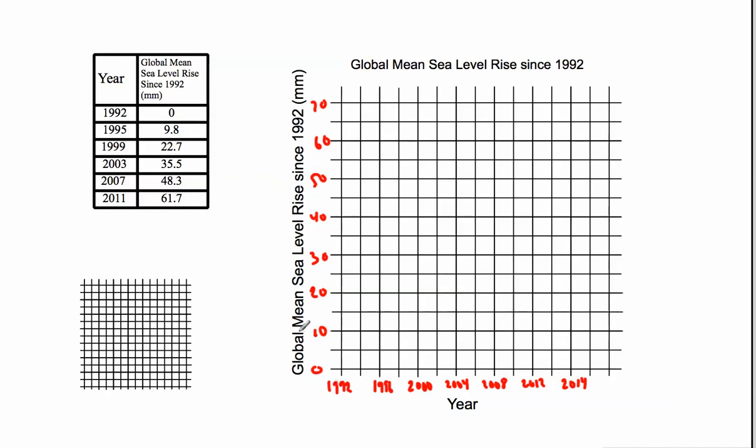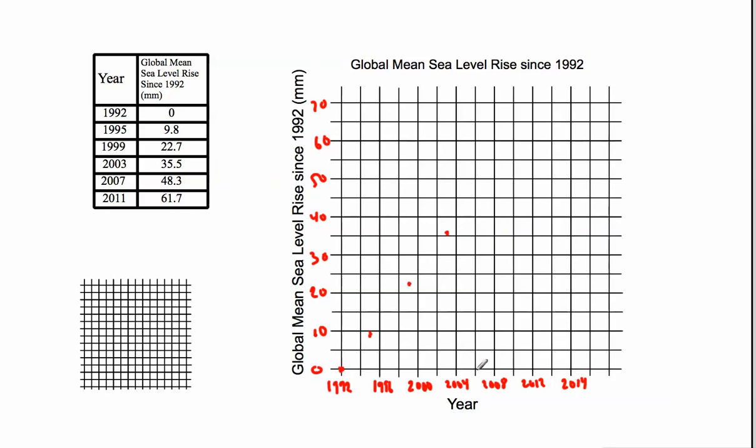Let's go ahead and plot a little bit of this data. 1992 is where we're starting, so the sea level hasn't risen since then at that time. 1995, we want 9.8. There's 1995 and about 9.8. All right, let's go to 1999 and 22.7. There's 25, there's 22.7, 1999. All right, let's go to 2003 and 35.5. There's 35, it's just a bit over that.